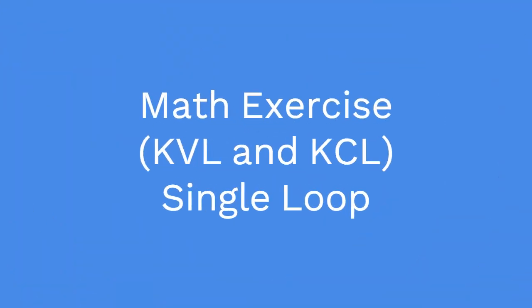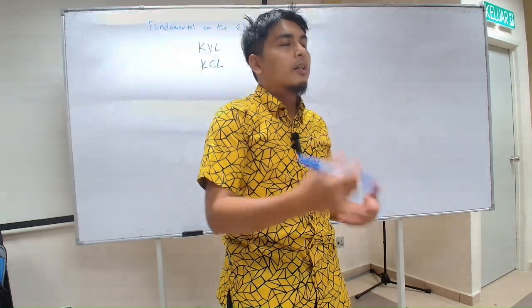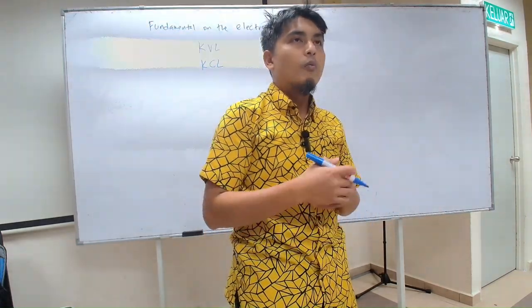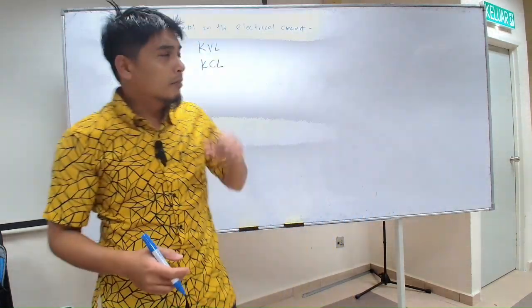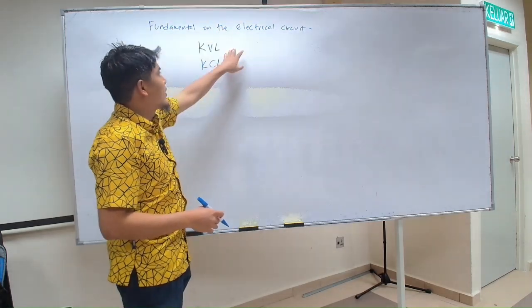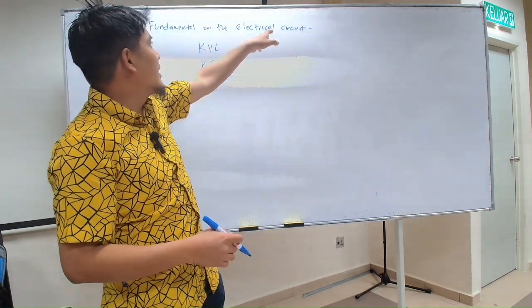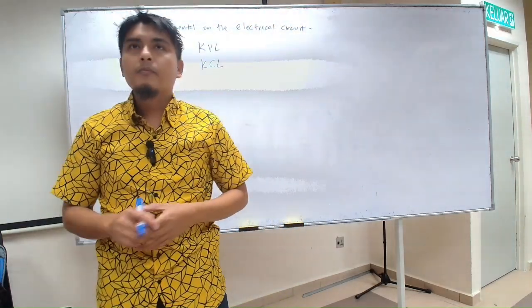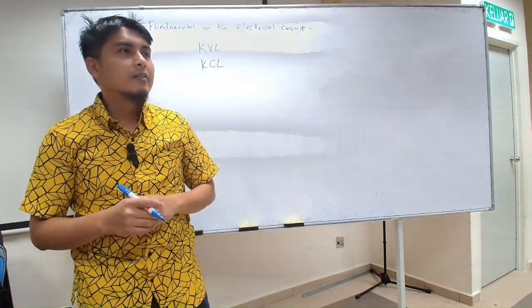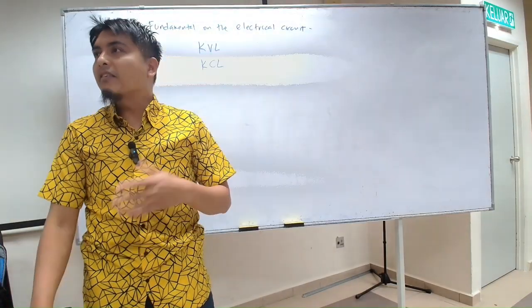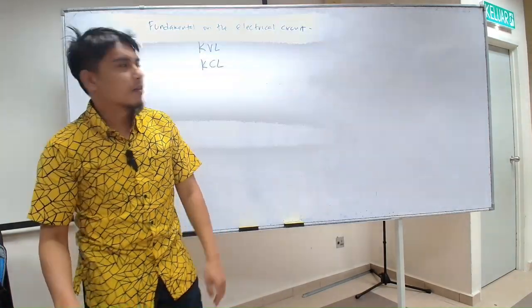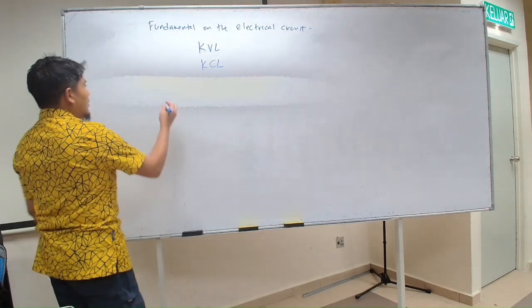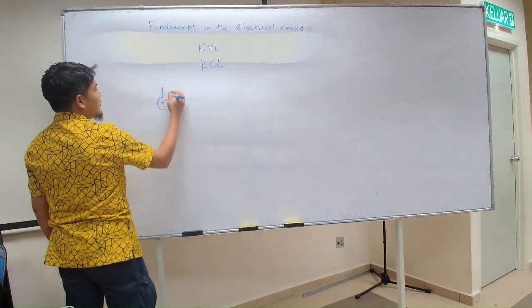Okay, so we already finished the first fundamental, the skill you need to do well in this course. Next we go to the second fundamental on the electrical circuit, which is KVL and KCL. What is the meaning of KVL? Kirchhoff voltage law. KCL? Kirchhoff current law. Okay, so let's say I give you something like this.